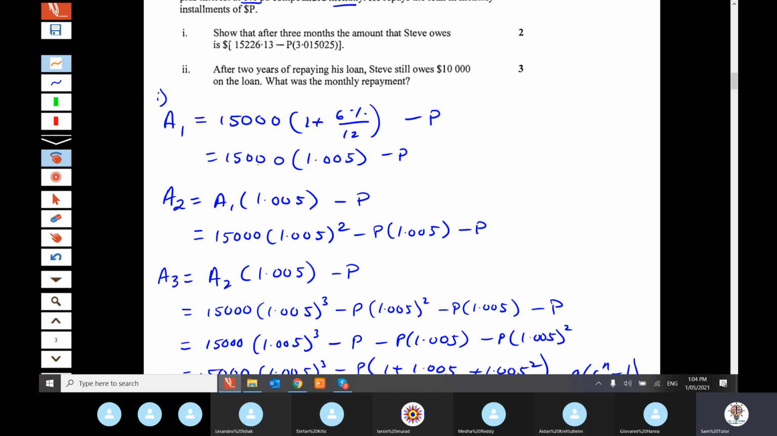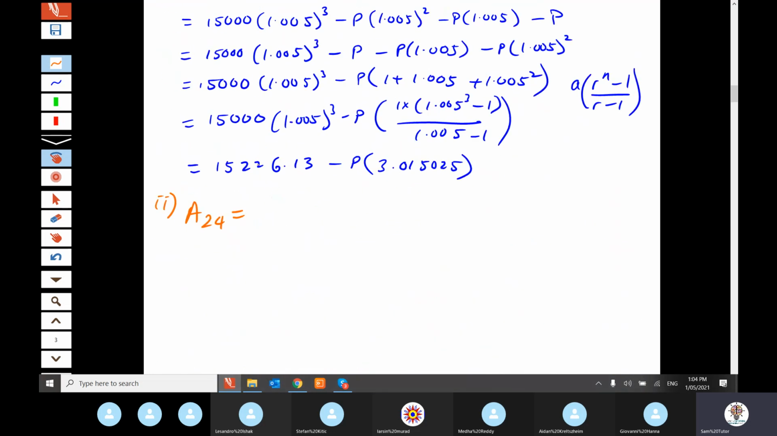10,000. So usually when we pay off our house, we said A of 360 was equal to 0 because you paid off everything. But in this case, if you still got money owing, it's going to equal whatever that money is. So A24 is equal to $10,000. But we still need to write an expression for A24, don't we? We don't have that yet.